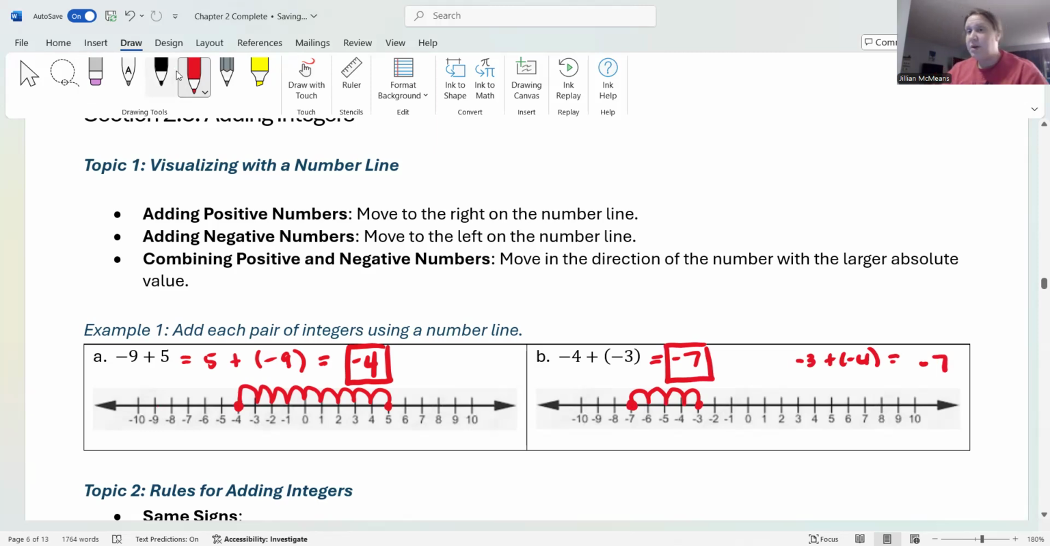Okay, so that's just a really, really basic understanding using a number line of what's going on. You can use a lot of things. Money works for a lot of students. Temperature works for a lot of students. So find something in the real world that can kind of help you work through some of these different scenarios with adding integers.